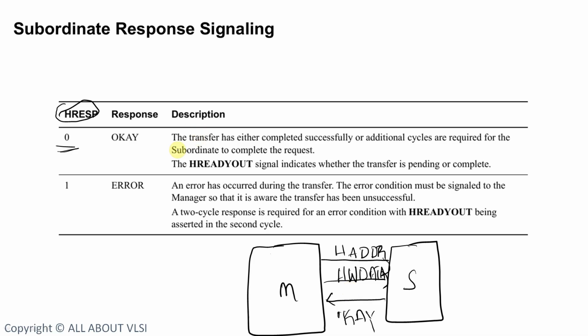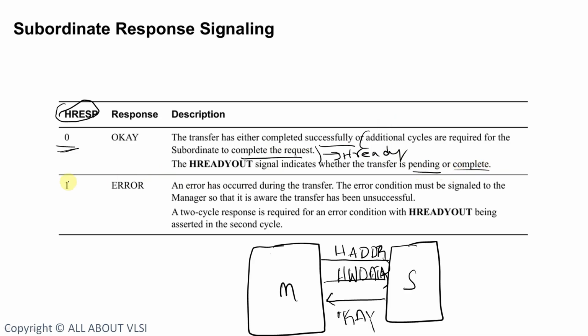So OKAY means the transfer has either completed successfully or additional cycles are required for the subordinate to complete the request. This is nothing but our OKAY response. This is when HREADY is equal to 0, which we will see. The HREADY signal indicates whether the transfer is pending or complete.